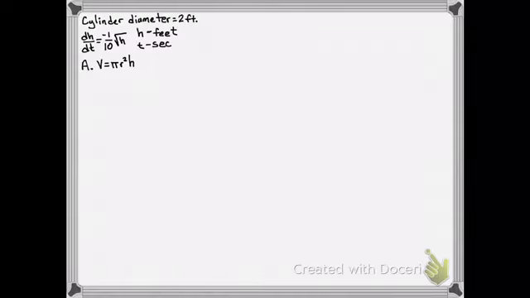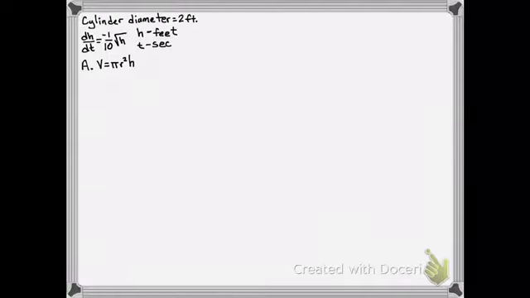So first, we have the cylindrical barrel, 2 feet diameter, and the water is draining out. It's not shown, but the rate that the height is changing, dh/dt, is -1/10 radical h. h is measured in feet, t is measured in seconds, and they went ahead and gave you the volume of a cylinder. How kind are they?